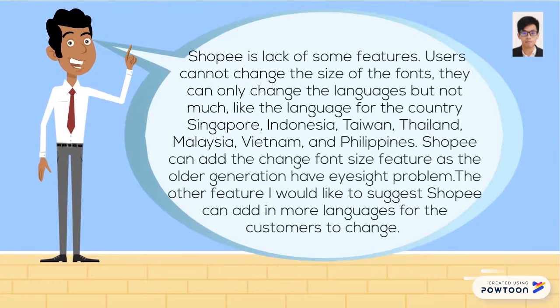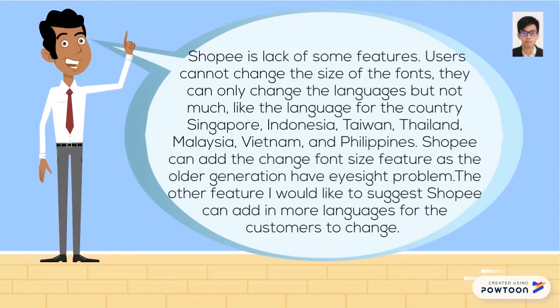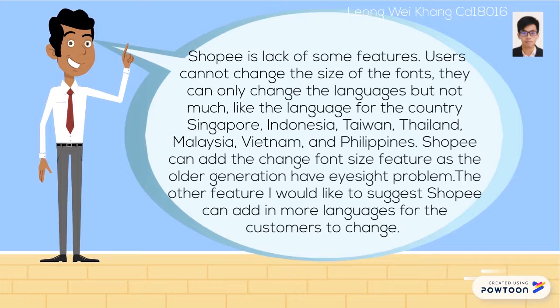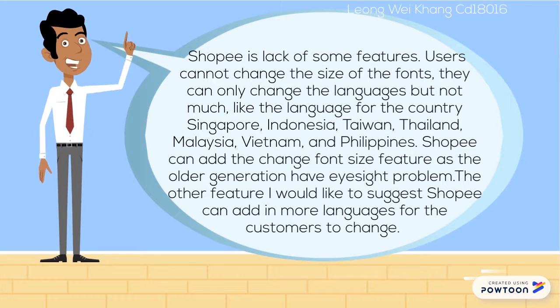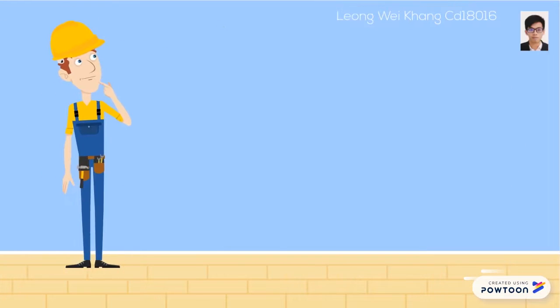The next suggestion. Shopee lacks some features. Users cannot change the size of the font. They can only change the language, but not much. So Shopee can add a feature like changing the size of the font to attract the older generation to shop online.